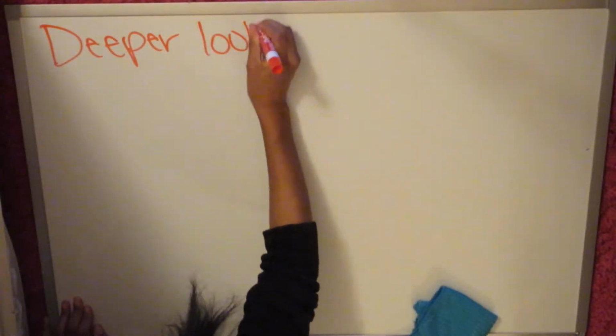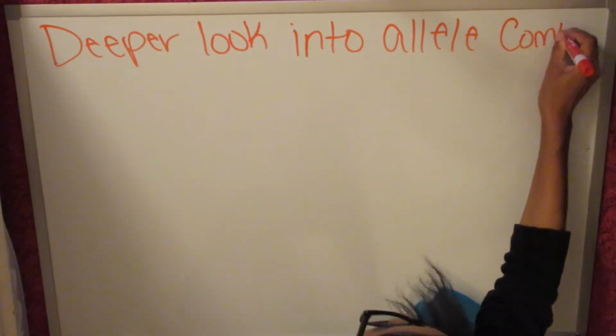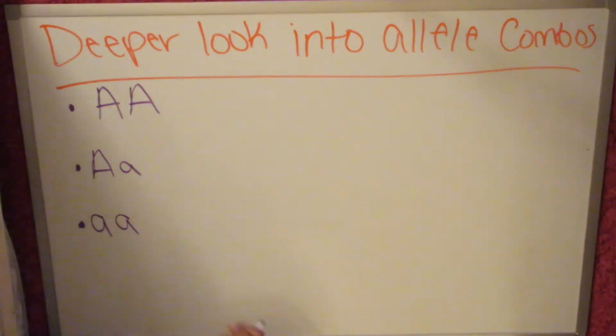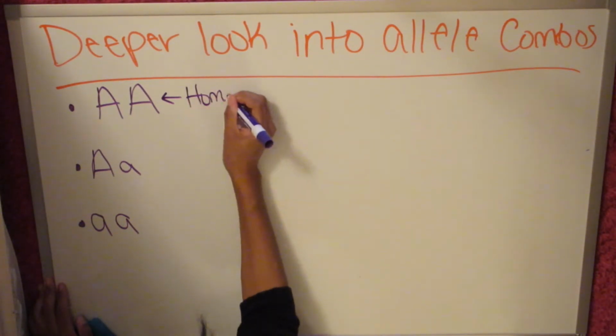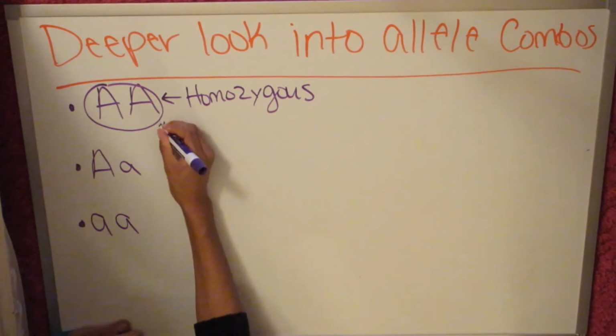Now that we've done a quick review, let's go ahead and take a deeper look into those allele combos. I just kind of told you guys, oh, capital A's equal this, lowercase equals this, but let's take a little bit of a deeper dive into those combinations so we can get more specific with them. So here I'm just writing out my combinations, capital A, lowercase a, and lowercase a. We know that this is a homozygous combination because we just talked about it, but we know that it has two capital letters.